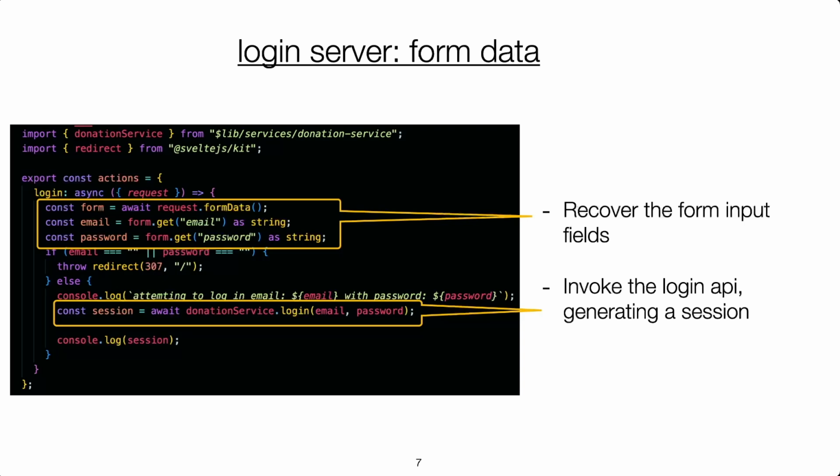Request.formData. We get the entire form, and then we request individual pieces. We request the email and the password. They're going into these two variables, and presumably we're going to be checking these against the database to see, is this a valid user or not. And we're doing that, of course, here. We're invoking the donation service, the same one we've been using in the past, and we're getting back a session if this was a valid user.